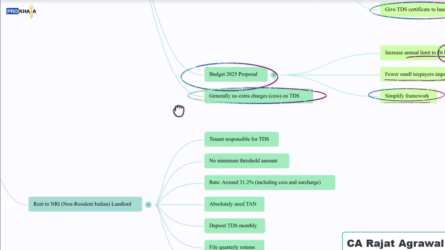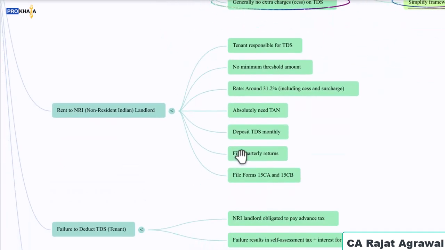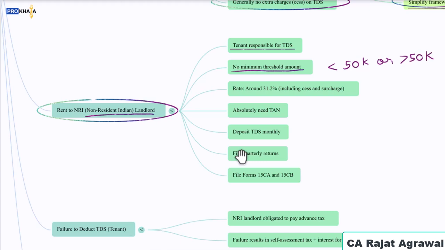Okay, that covers rent paid to residents. But what if your landlord is an NRI, a non-resident Indian? The rules are different here. If you pay rent to an NRI landlord, you, the tenant, are still responsible for deducting TDS. There is no minimum threshold amount for this. Even if the rent is below 50,000 rupees a month, you might need to deduct TDS. The rate of TDS for payments to NRIs is generally higher, around 31.2%, including cess and surcharge. You absolutely need a TAN for this. Deposit the TDS monthly, file quarterly returns, and also file forms called 15CA and 15CB.